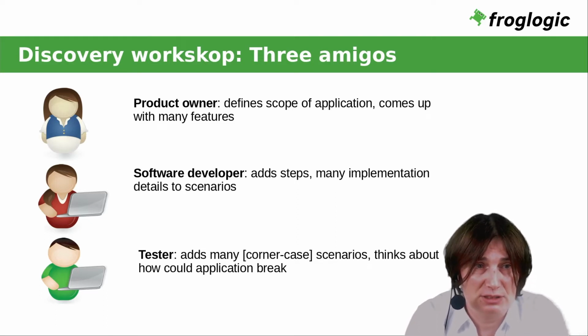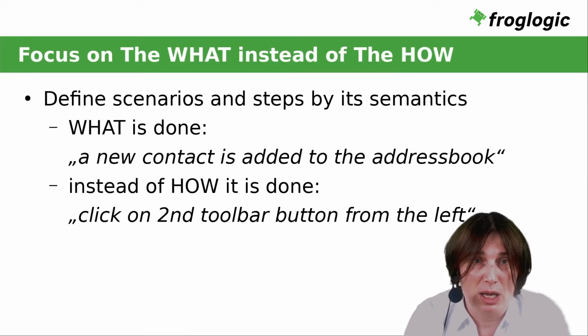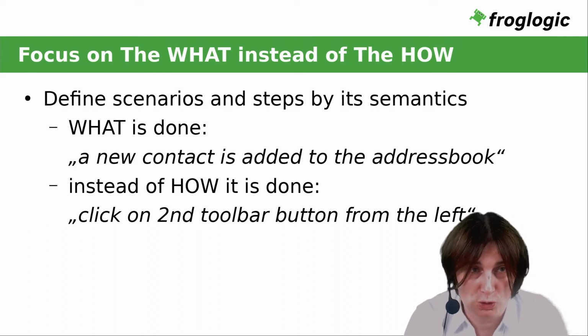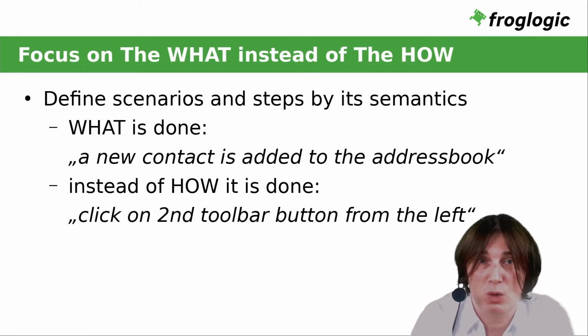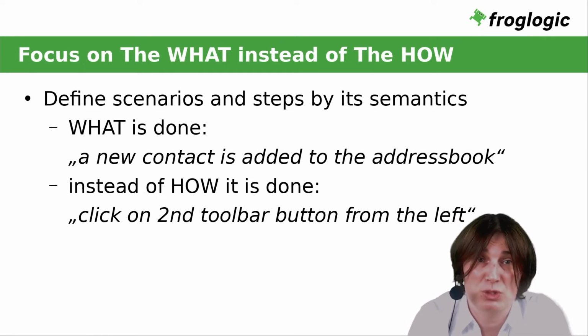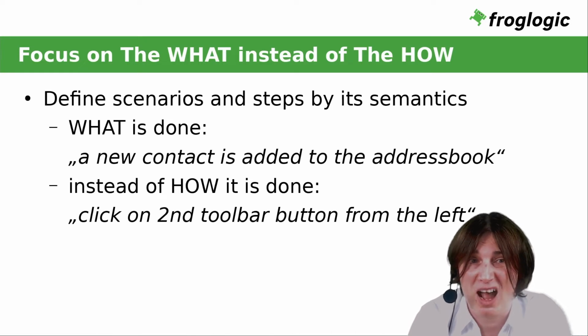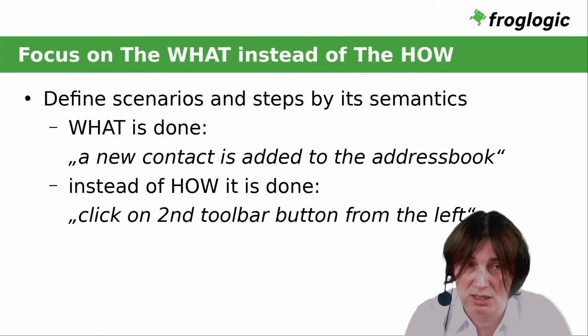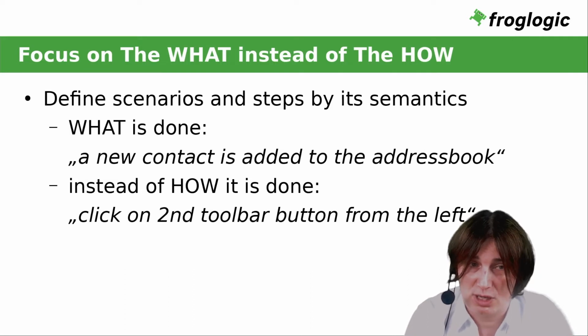And after the discovery workshop, when we come up with a set of features, the main focus of the discovery workshop, or the discovery phase of specifying what we want to build, is indeed focusing on what we want to build instead of how we want to build it. We define the scenarios and steps by their semantics, like what is being done. Given that we have the address book application, we want to add contacts to the address book. So that's how we specify it.